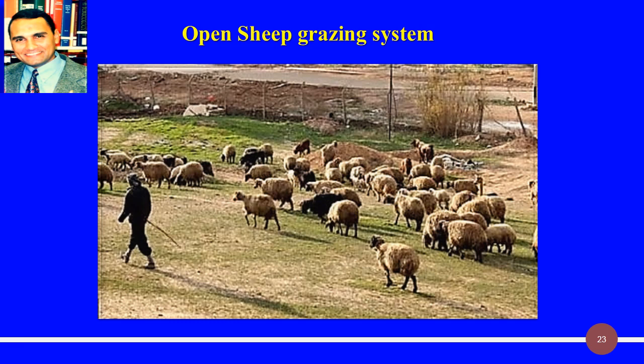Determinants in an open sheep grazing system will be the health status of the flock, the health status of the grazer, as we consider him one of the flock, the area of grazing and its disease history. So the appearance of any disease in this flock will depend upon the answers to all the latter questions we mentioned before.